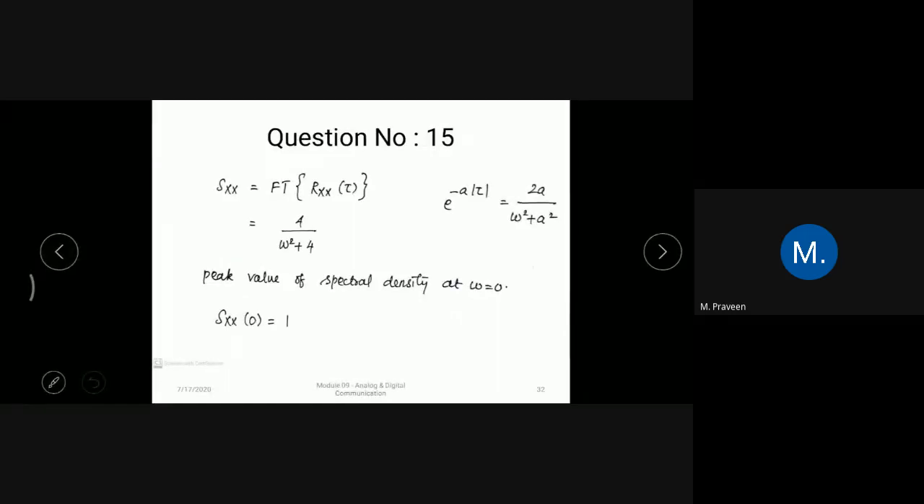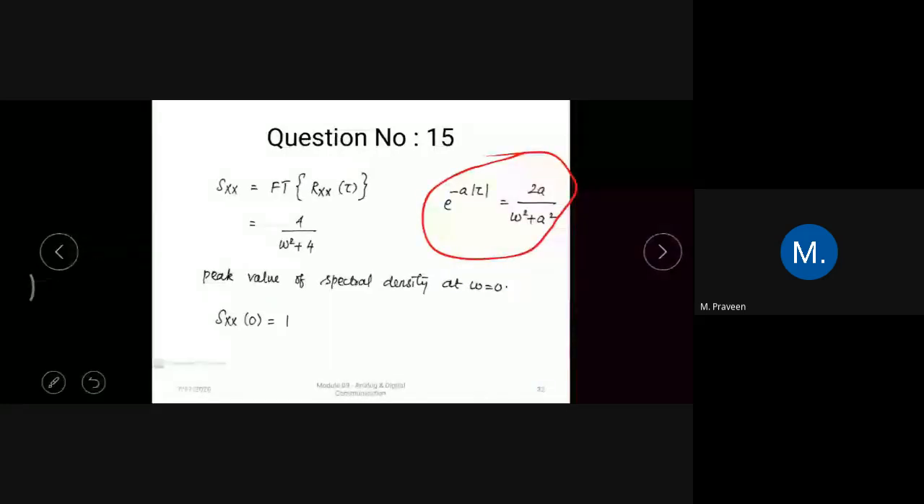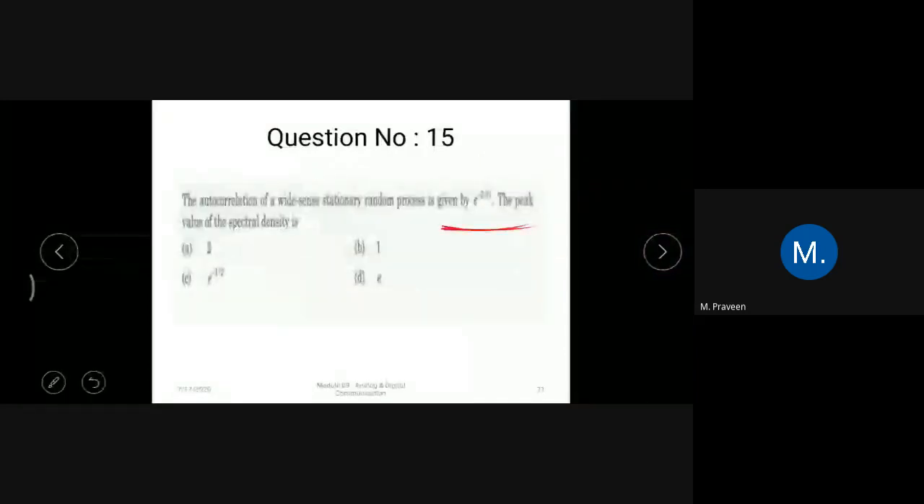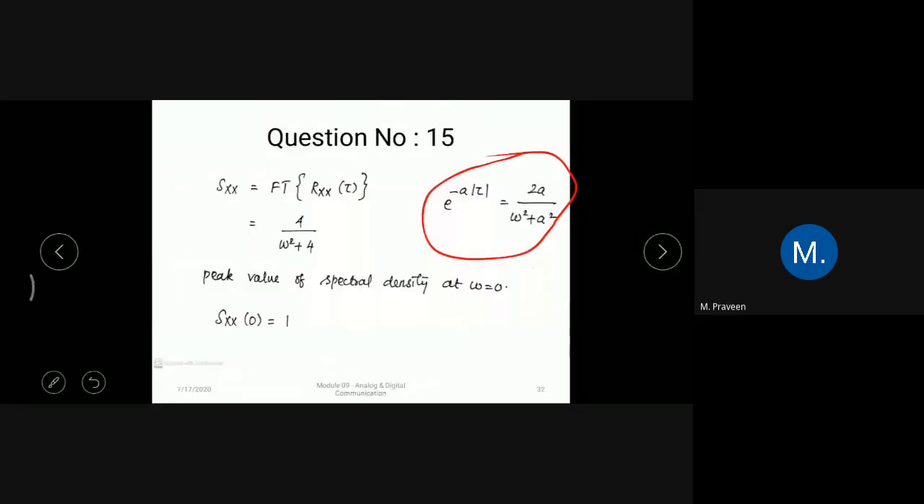Here Rxx of tau is nothing but e to the power of minus a mod tau. If I take the Fourier transform, it's again a well known formula: the Fourier transform of e power minus a mod tau is 2a by omega square plus a square. If I compare this with the given formula, the value of a is equal to 2. So the answer is 2 into 2 divided by omega square plus 2 square, that is 4 divided by omega square plus 4.